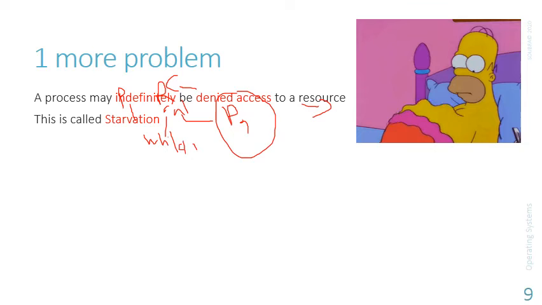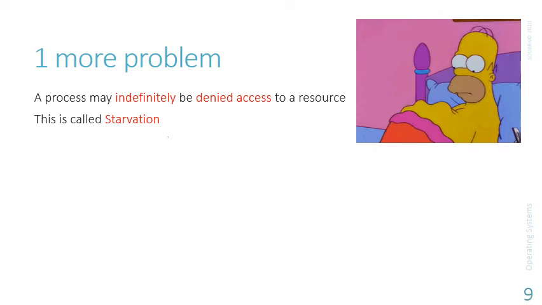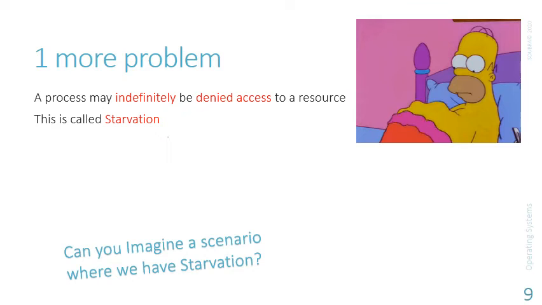Let me take out that. So when a process is indefinitely denied access to a resource, this is what we call starvation. And we can just imagine a scenario where we have starvation, and it's simply P1 gets its hands on R1, the printer, and it's printing forever and ever and ever.